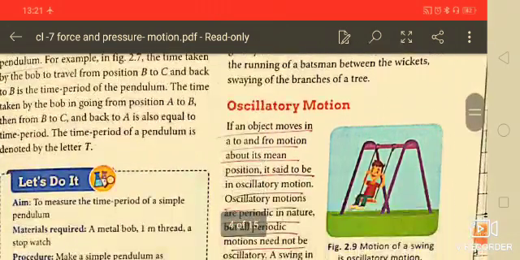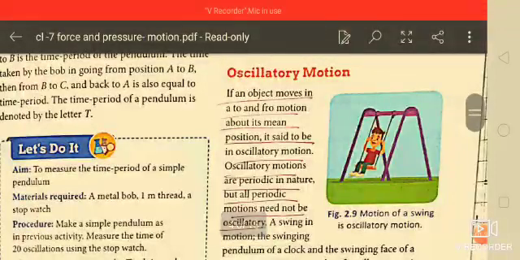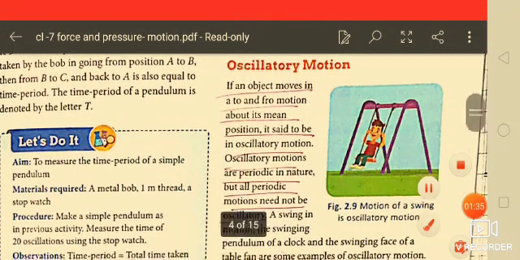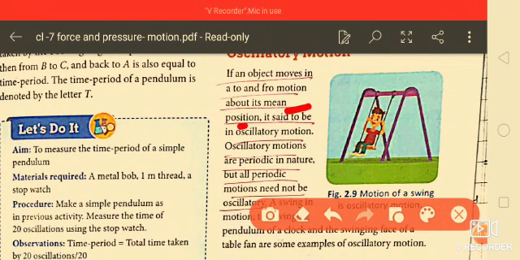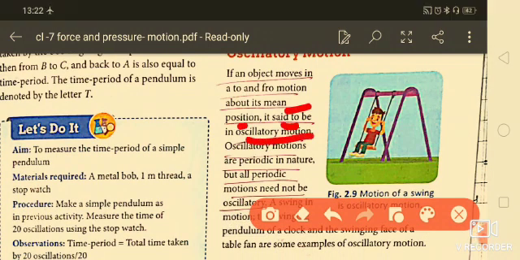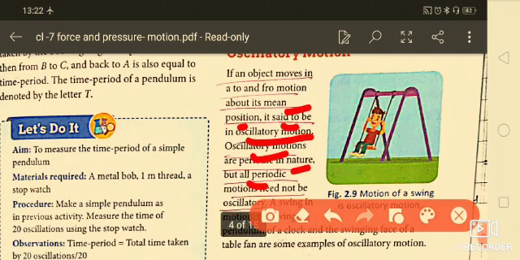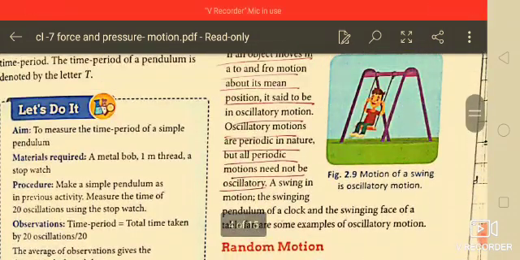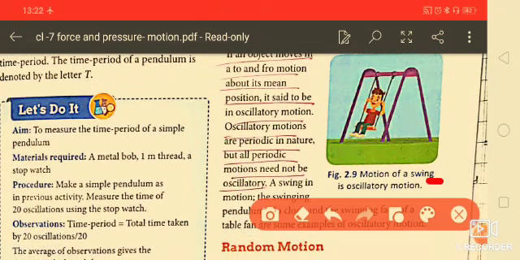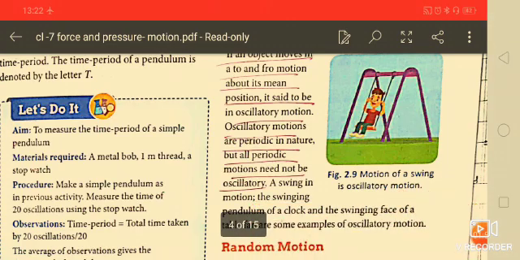Next is oscillatory motion. If an object moves in a to and fro motion about its mean position, it is said to be in oscillatory motion. Oscillatory motions are periodic in nature, but all periodic motions need not be oscillatory. Here you are seeing that a swing is oscillatory motion.